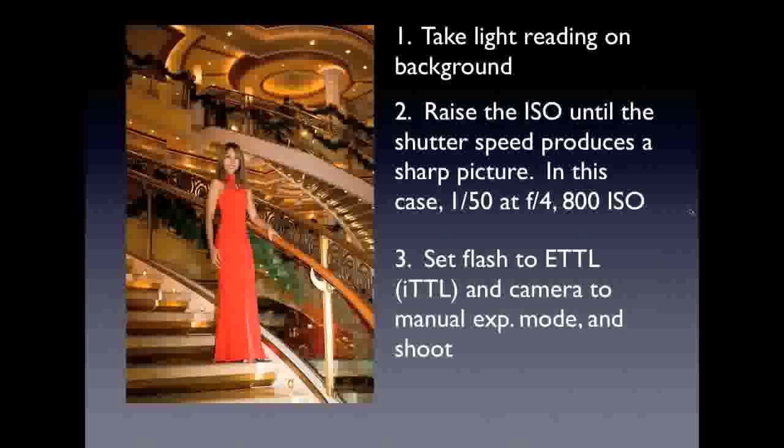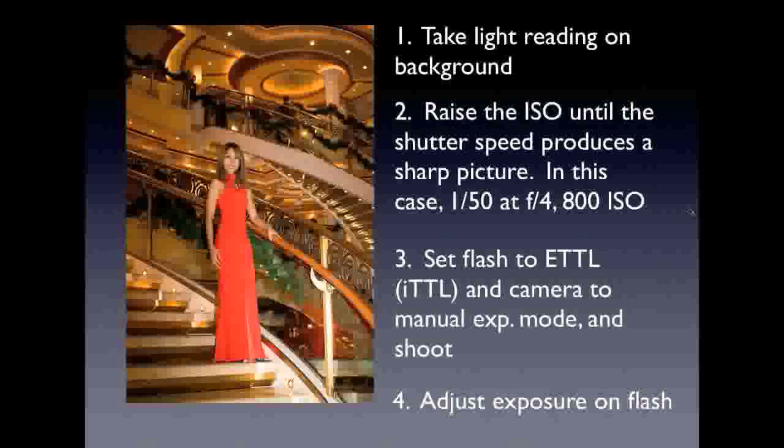Let me go over that one more time because this is really important. First, you take a light reading on the background with your built-in camera meter. Then you look at it and you determine if your shutter speed is okay, then leave it. But if it's too slow, you have to raise the ISO until your shutter speed is 1/50th or 1/60th or 100th. Then you set the flash to ETTL, the camera is on manual exposure mode, and you shoot, and it comes out perfect like this.